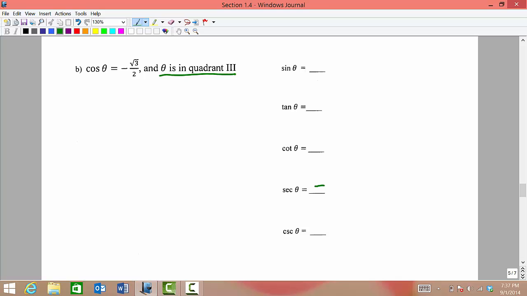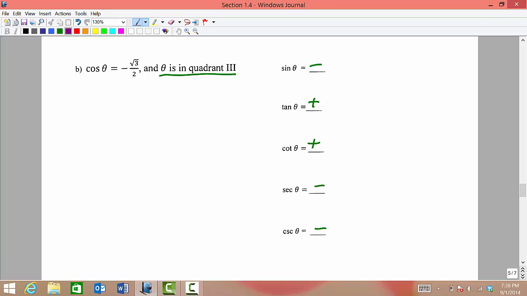What is positive? Tangent is positive in quadrant 3, and so is its reciprocal cotangent. Sine is negative, and cosecant is negative. So we know the signs of all of our trig functions because the angle is in quadrant 3. Now we want to know the numeric value of them.